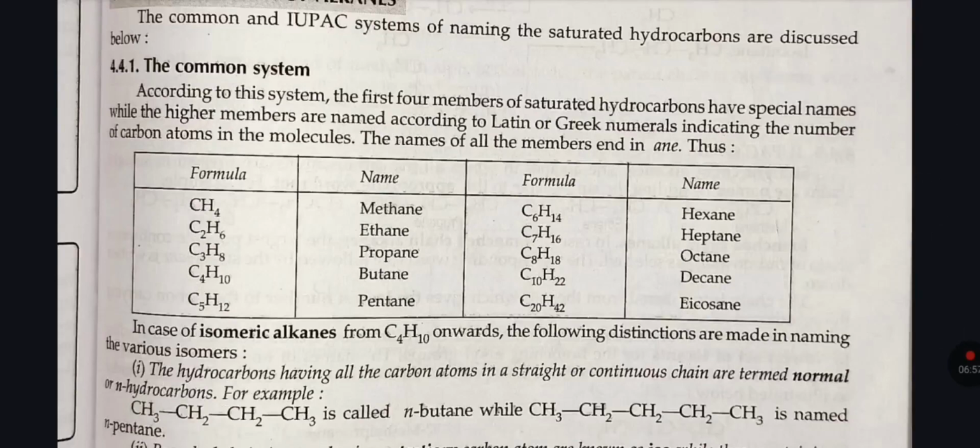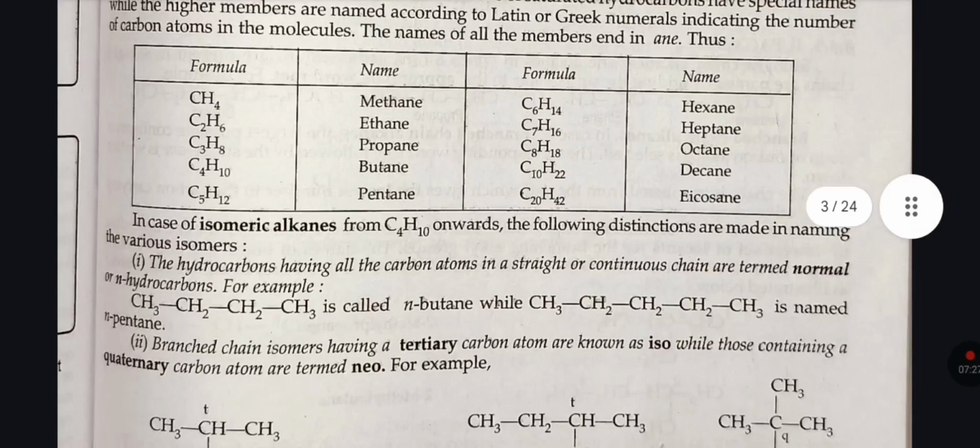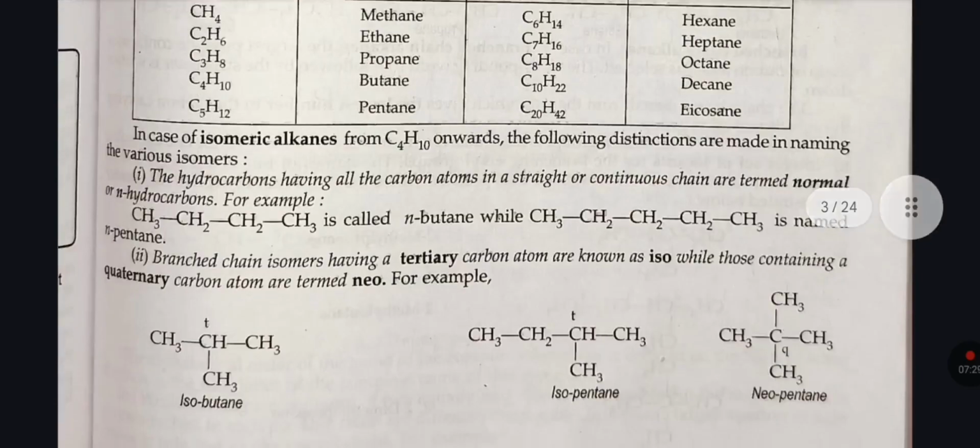According to this system, the first 4 members of saturated hydrocarbon have special names, while the higher members are named according to Latin or Greek numerals indicating the number of carbon atoms in the molecule. The names of all the members end in -ane. Thus, these are the names and formulas of some of the molecules. In case of isomeric alkanes from C4H10 onwards, the following distinctions are made in naming the various isomers.